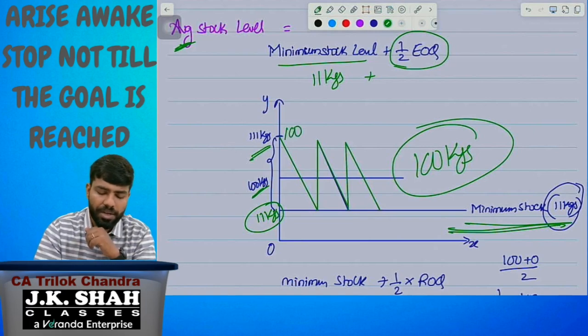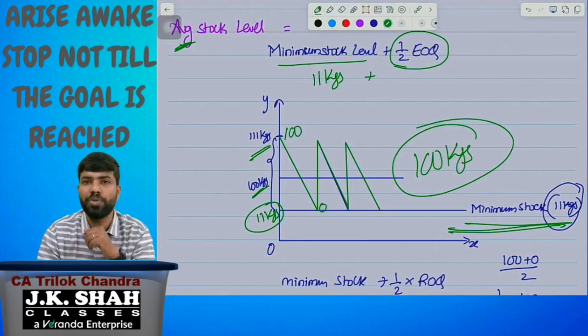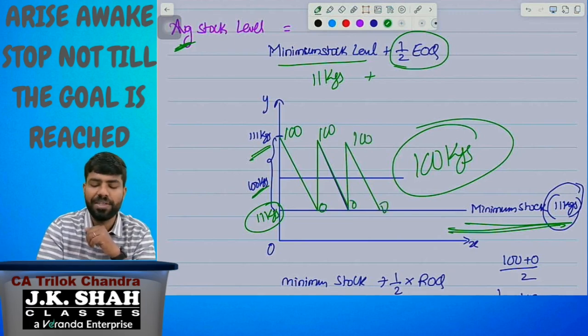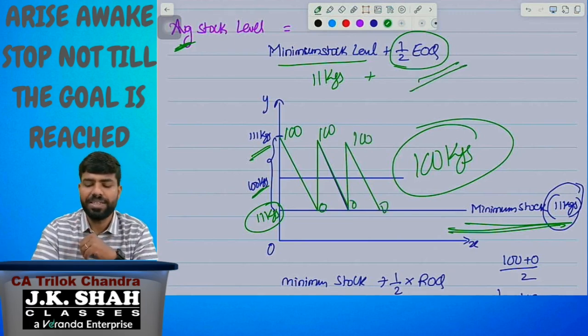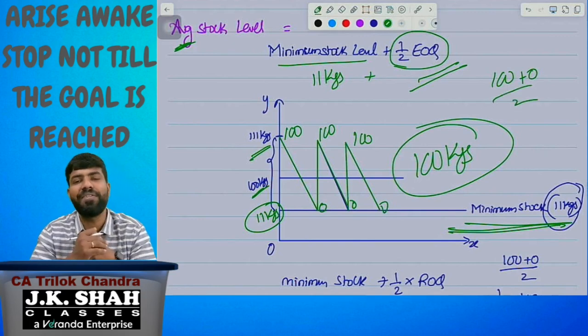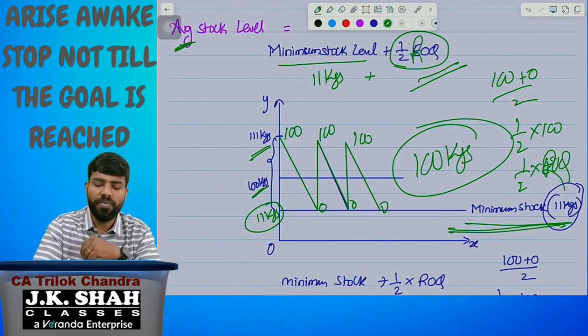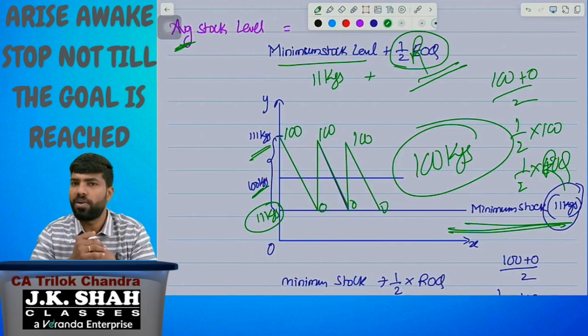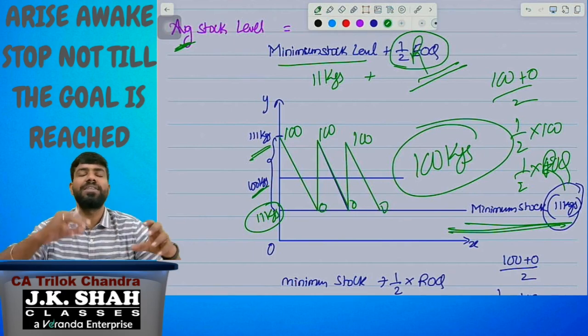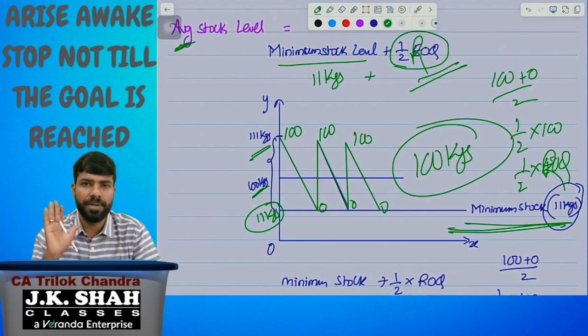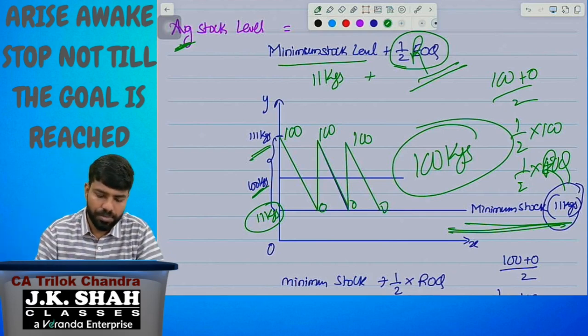Sometimes that 100 becomes 0. I'm not saying 111 becomes 0, I'm saying 100 becomes 0. Again it goes to 100, becomes 0. Take the average. That is half of EOQ. That is 100 plus 0 divided by 2 is the average, nothing but half of 100, nothing but half of EOQ. That is the ordering quantity, half of EOQ or half of ROQ. Are you understanding? Minimum stock will be there throughout the period, whereas ROQ keeps fluctuating, so I'm taking the average, that is ROQ divided by 2. That is the formula. Okay, next.